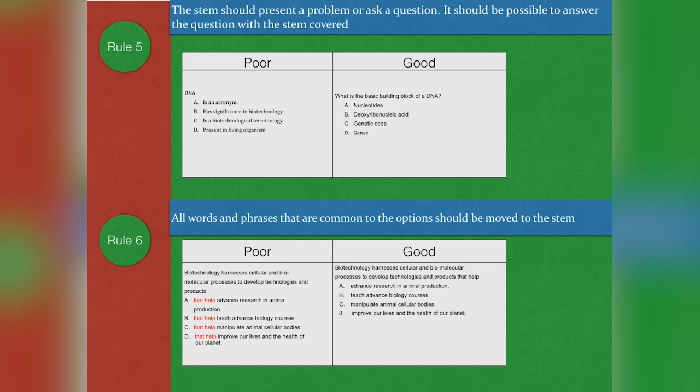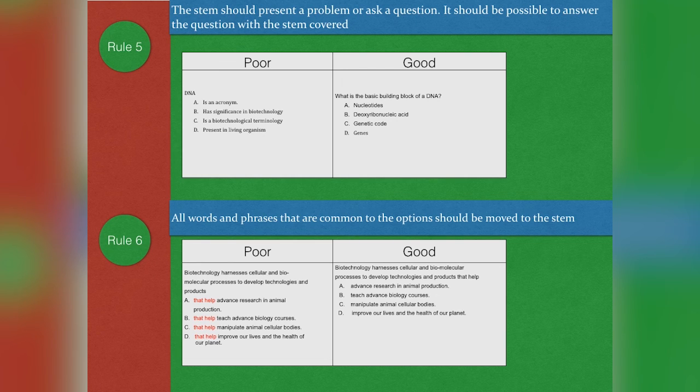For example, if you look at this now, DNA, and you say it could be an acronym, it has significance in biotechnology, it is a biotechnological terminology, it is present in all living organisms. That is all true. But if you cover the stem, you will not be able to answer the question. So the best way facilitators are meant to set the question is to ask a question: what is the basic building block of a DNA? Then the student will be able to answer it when you set it up.